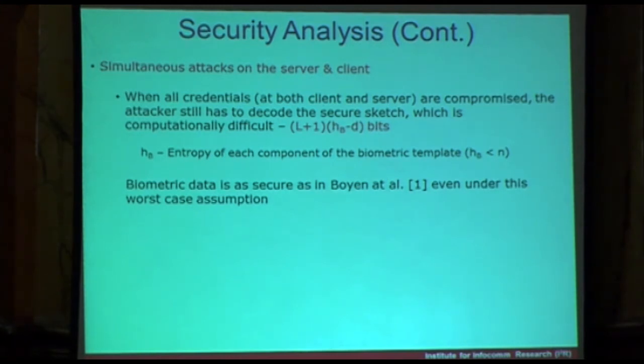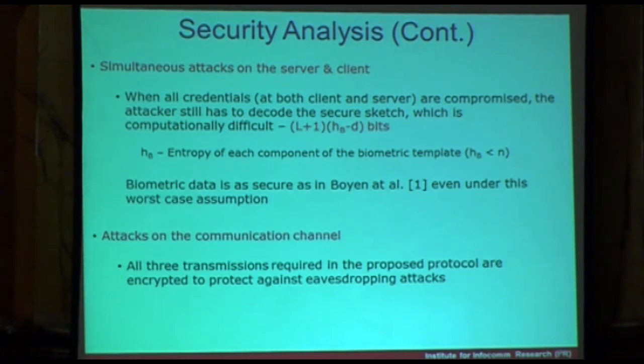But this difficulty is much lower than the earlier case, because the entropy of each component in the biometric template is much less than the number of bits in the template. And so we can say that the biometric data is as secure as in protocol 1 from Bowen et al., even under this worst case assumption. And then finally, if there are any attacks on the communication channel, all the data between the client and the server are encrypted, even though the channel is insecure.